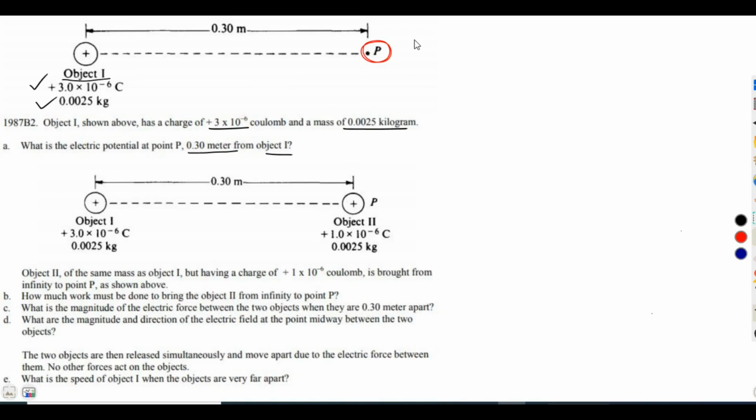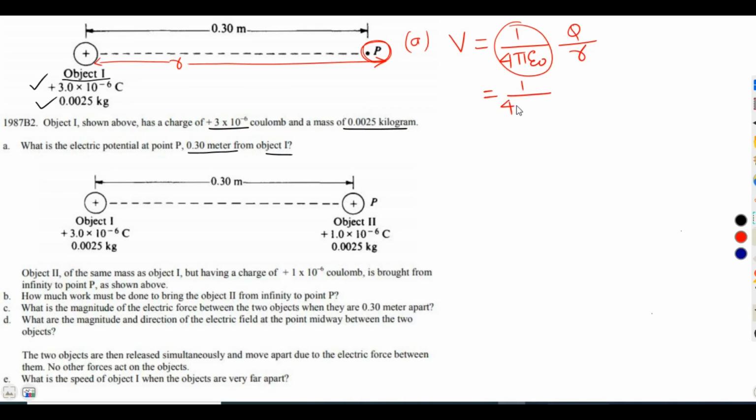This is a very simple question. We know the formula of electric potential. The formula for electric potential is V equals 1 by 4 pi epsilon naught, Q upon R, where R is the distance from the charge to the point of concern. So the value will be 1 by 4 pi epsilon naught.